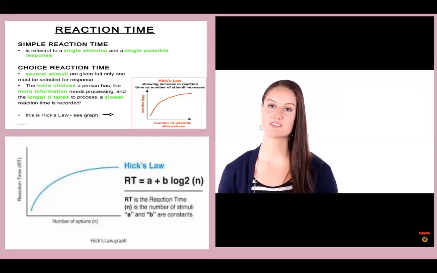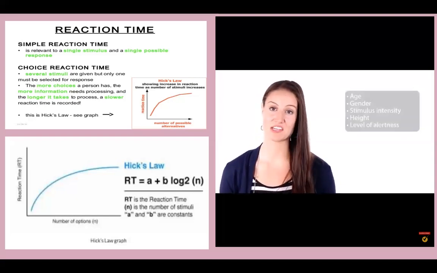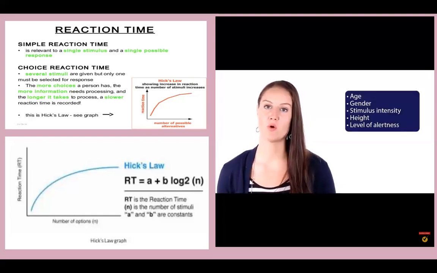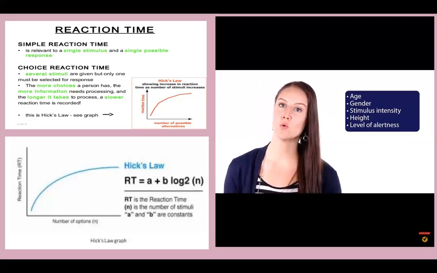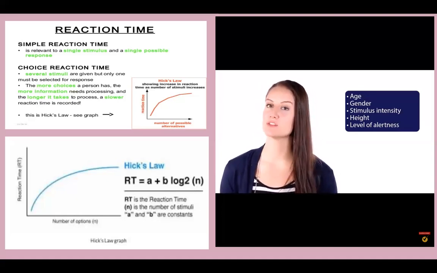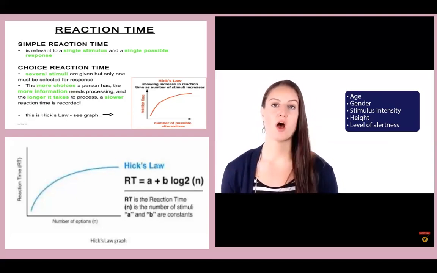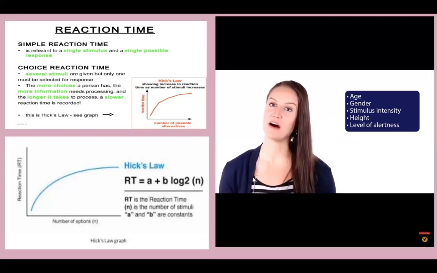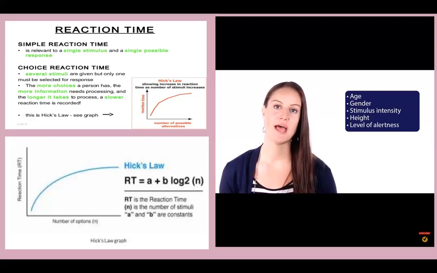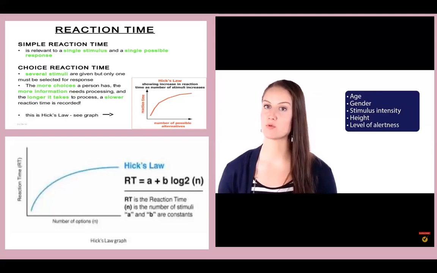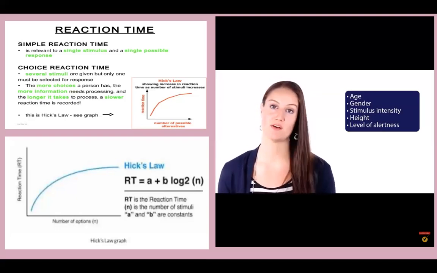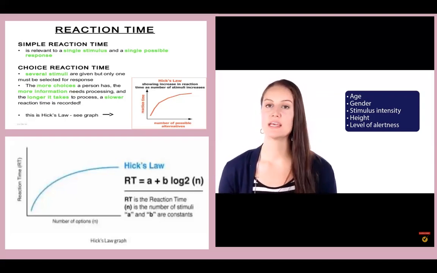There are several factors that affect reaction time. Age. Someone's age can play a role into how fast or how slow they react. As a person gets older, their reaction time becomes slower. Gender. On average, males have a faster reaction time than females do. However, reaction time reduces less with age in females than they do with males.